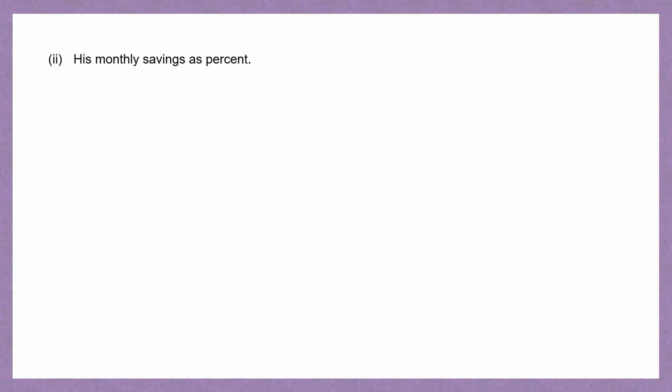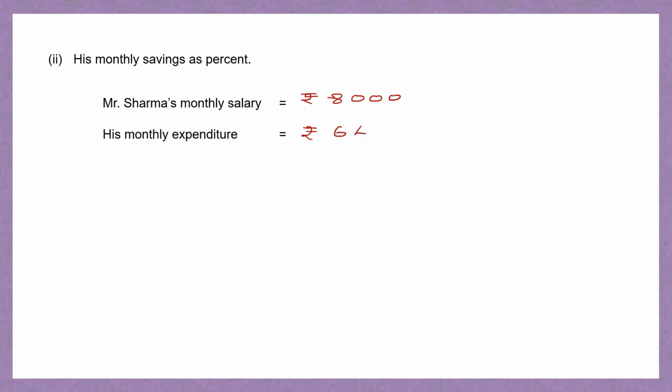Then the second part, we have to find his monthly savings also as percent. Now we know his monthly salary, which is 8,000 rupees. We also know his monthly expenditure, which is 6,400 rupees. Now we don't know his savings. So 8,000 rupees is what he's getting and 6,400 rupees is what he's spending. Now if we subtract the two, what is left is his savings. So first we need to find his monthly savings by subtracting these two numbers.